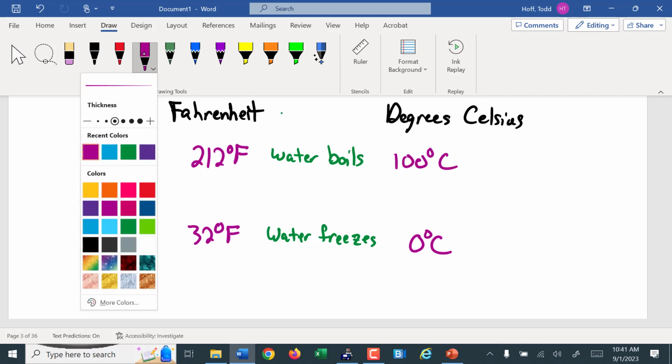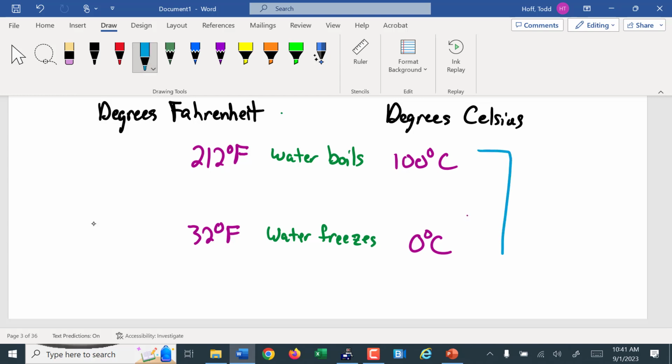So a couple of things to point out here. One is, in the Celsius scale, there's 100 degrees between freezing and boiling. Because of this, the Celsius scale is sometimes referred to as the centigrade scale. Centi meaning 100, grade divisions. There's 100 divisions between freezing and boiling.